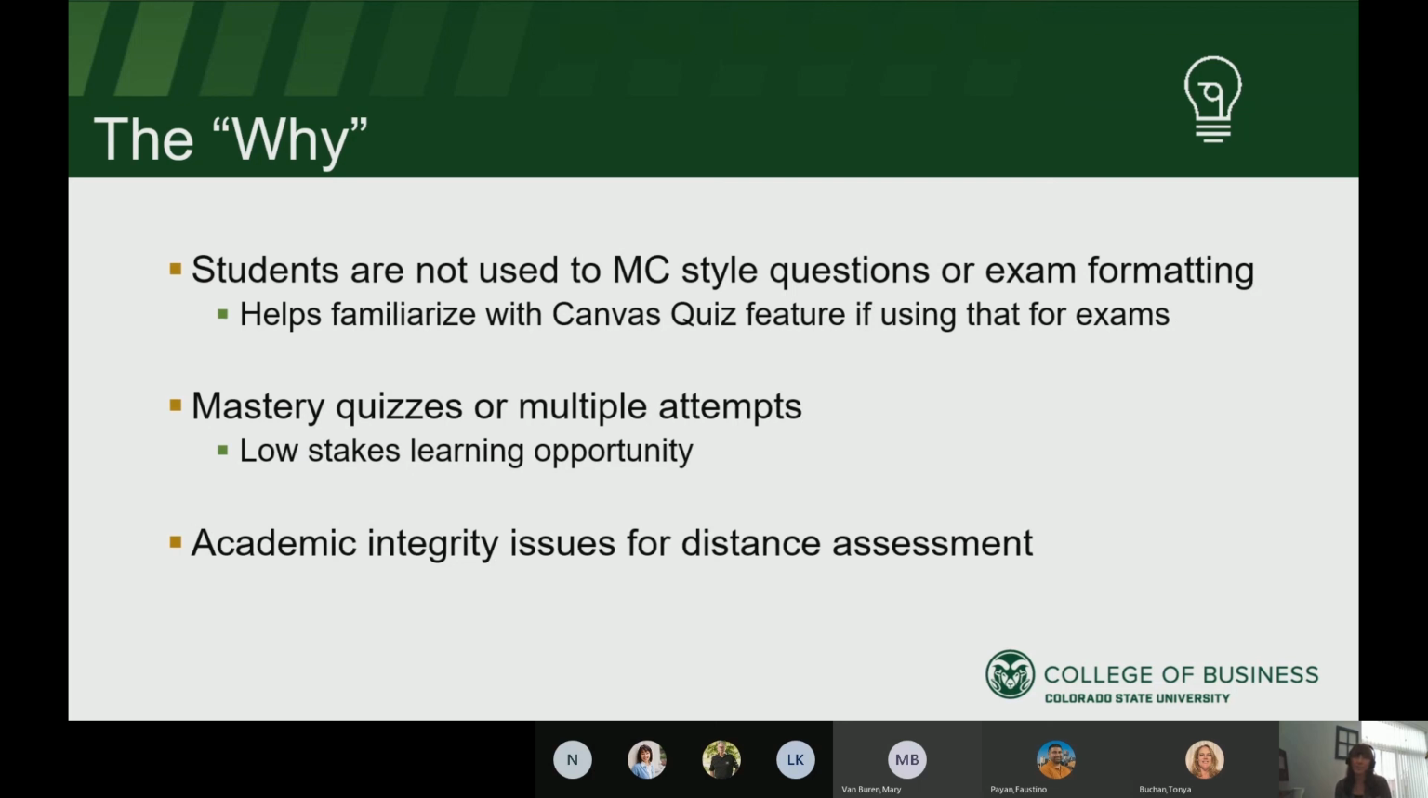And I have definitely seen an improvement in the students' ability to maneuver throughout the quiz questions. They get more comfort on it, and then they also are learning how to answer them in the way that is being asked of them for assessment.